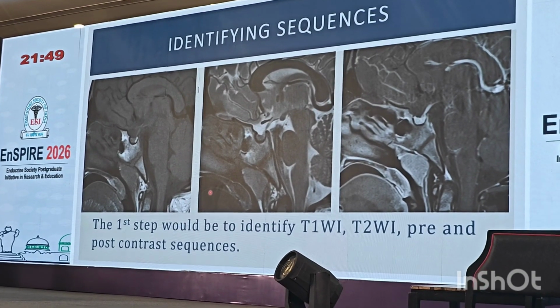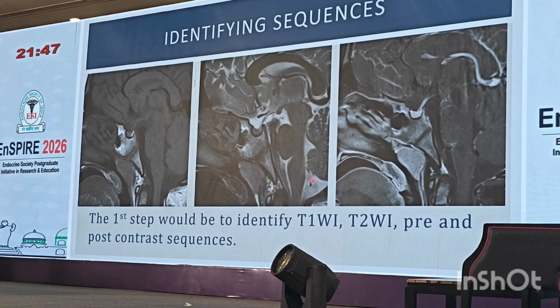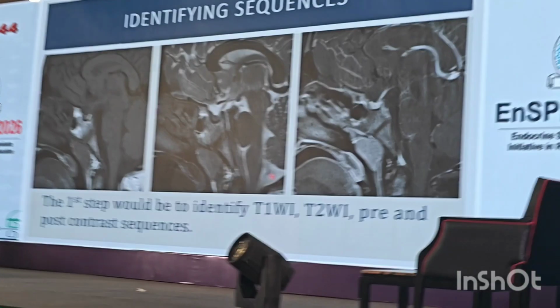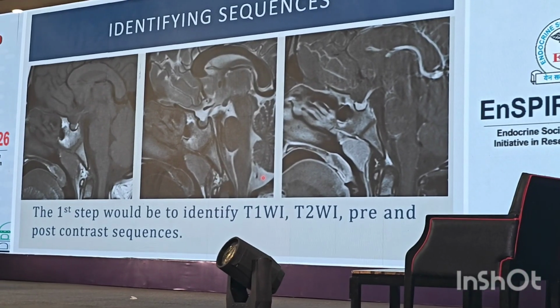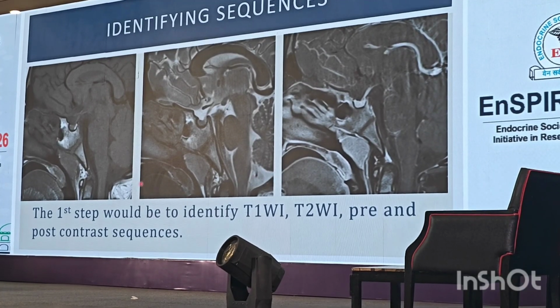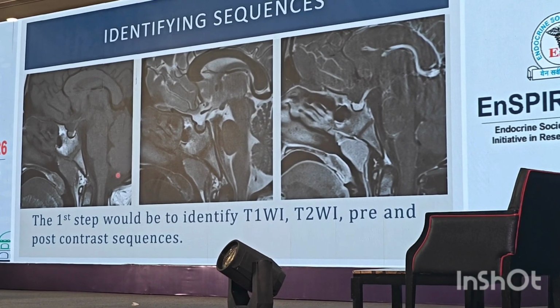So where do we look for the fluid? Look for the fluid in the ventricles. Look for the fluid in the cisterna magna. So you can see this is bright, the fluid is bright. So that means this is the T2 sequence. Then the area where the fluid is dark is the T1 sequence.